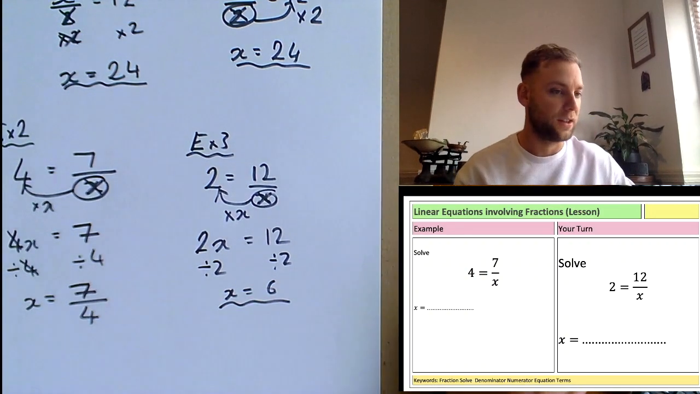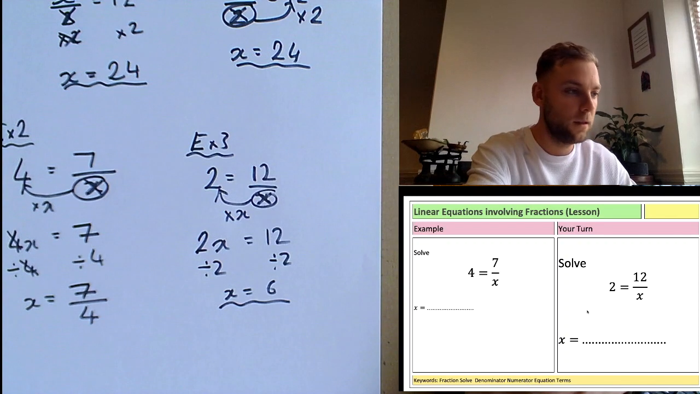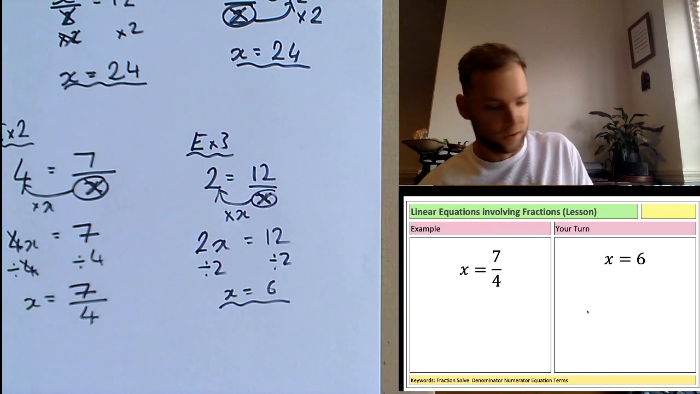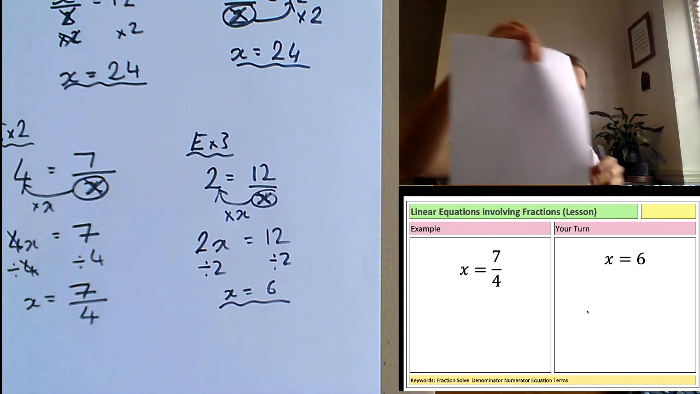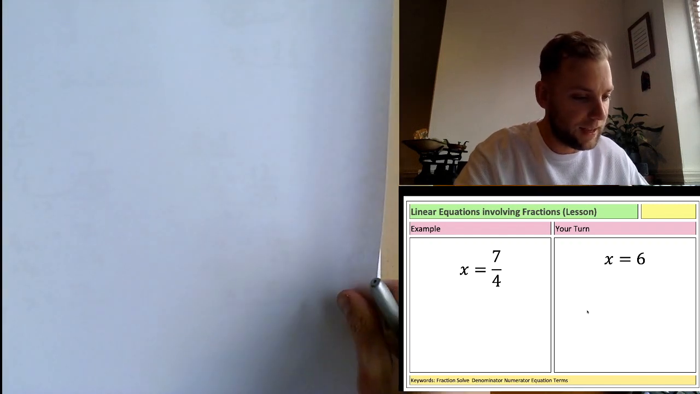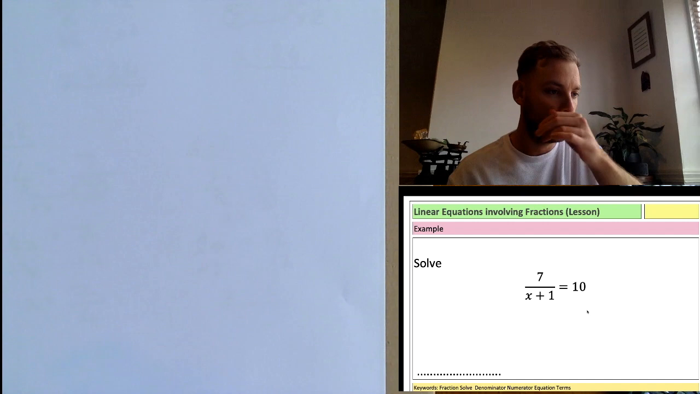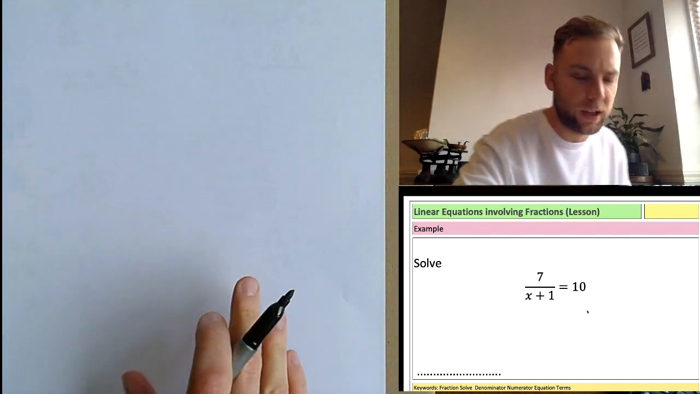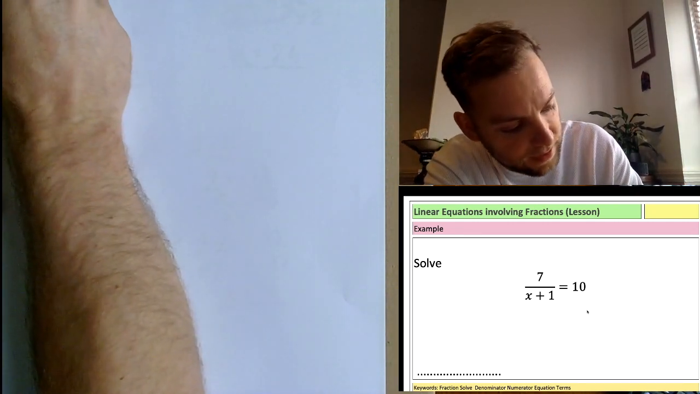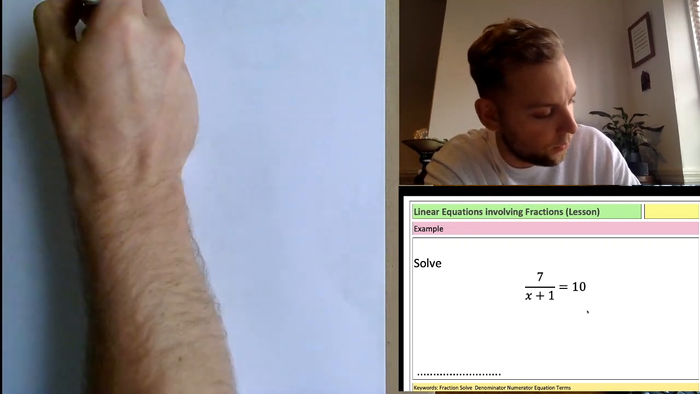Brilliant. Let's just check those answers. Super. 7 over 4 and 6. Absolutely perfect. So let's have a go at the next one. The next one's example 4. So this one here is a little bit trickier again. We definitely need to get this one down in our notes.